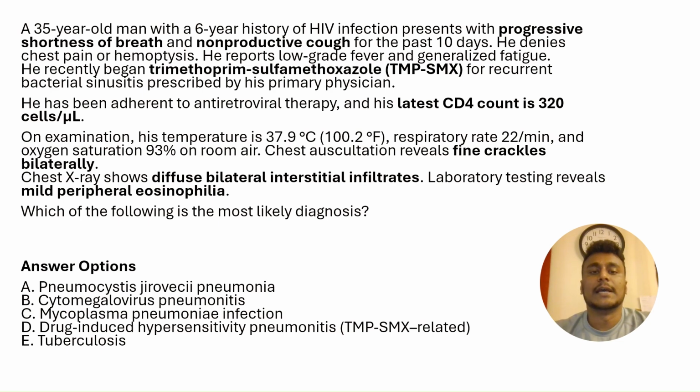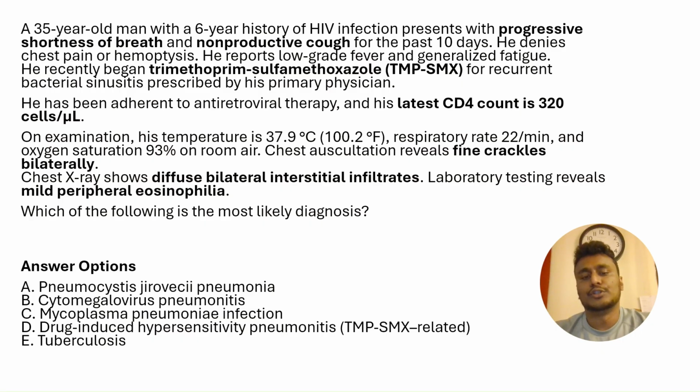On examination, he has low-grade fever, fine crackles bilaterally, and his oxygen saturation is slightly reduced at 93% on room air. The chest X-ray shows diffuse, bilateral, interstitial infiltrates, and his labs reveal a mild peripheral eosinophilia. So the question asks, which of the following is the most likely diagnosis? Let's go through the options one by one.